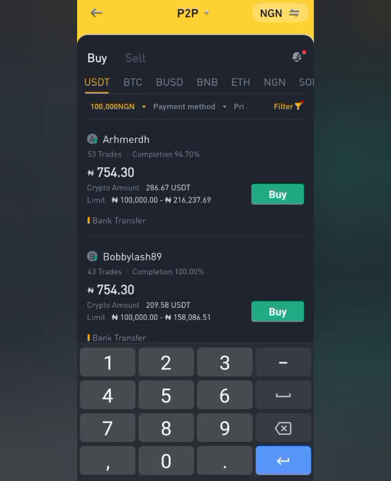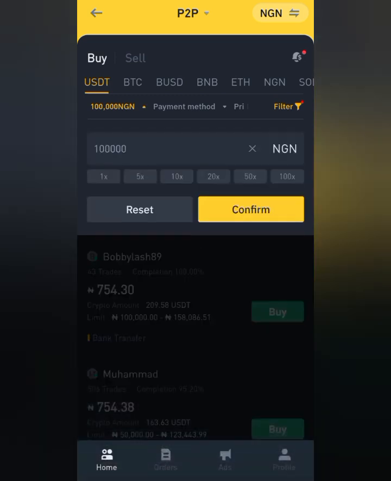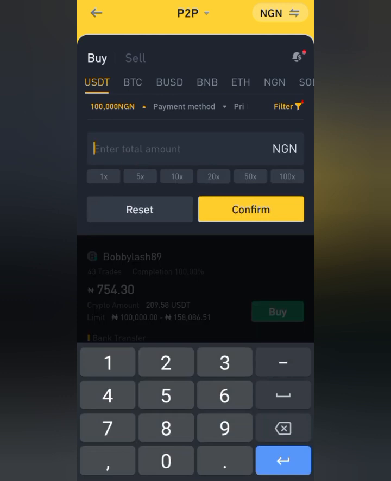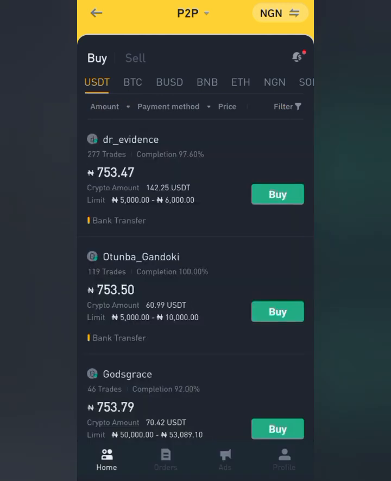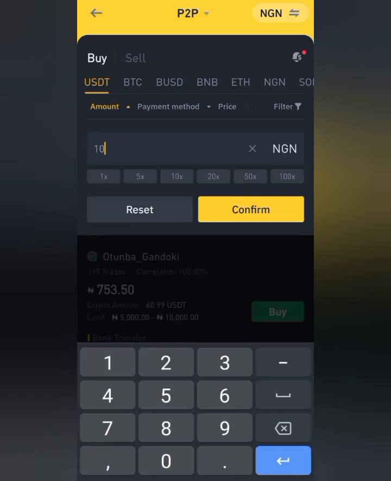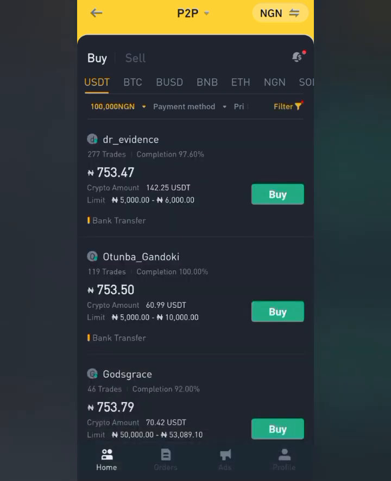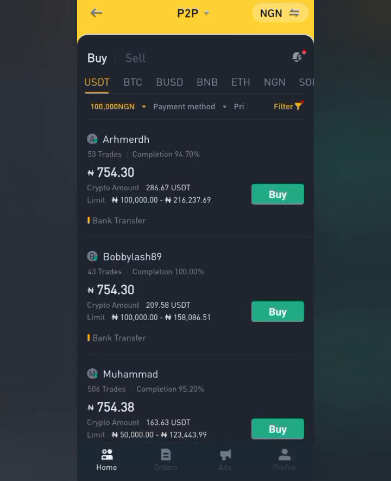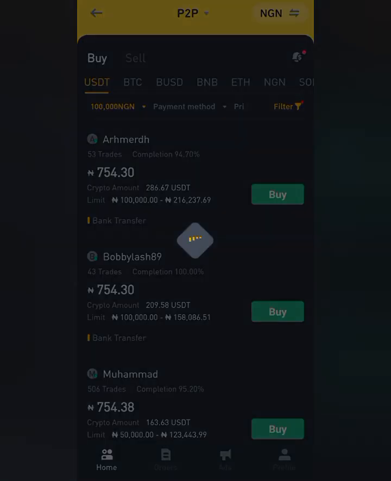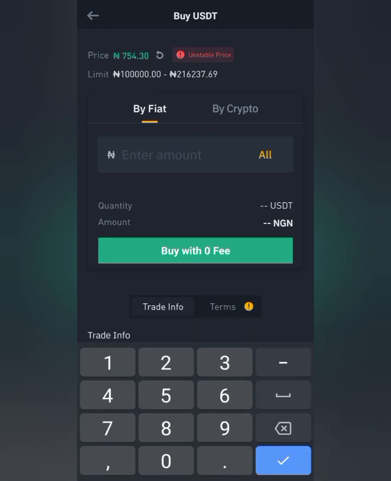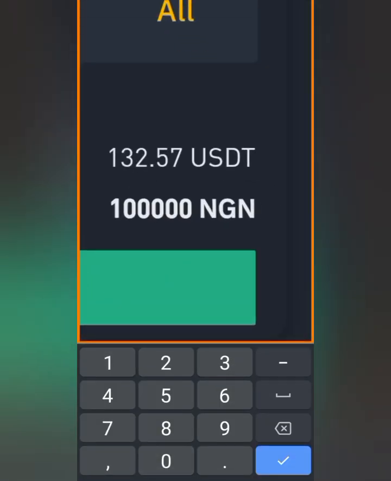As you increase the amount you want to buy, maybe you didn't see that. Let me show it to you so that you understand. Let me just reset and confirm. Can you see it was 753.47? When we put the 100,000 Naira there, it changed to 754.30. That's just it. You're buying more, you're going to spend more. You understand? Now let's go ahead and put in 100,000 Naira. So 100,000 Naira is giving you what? 132.57. Take note of that.